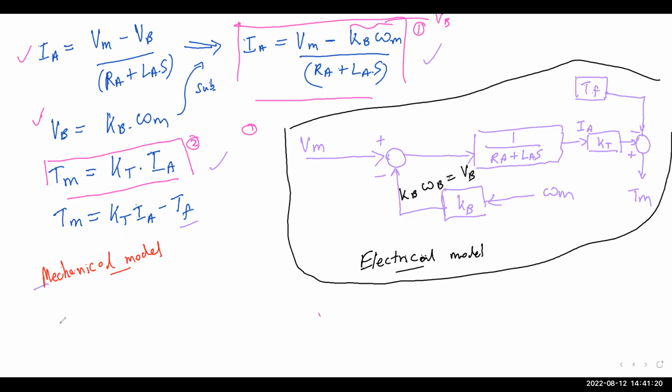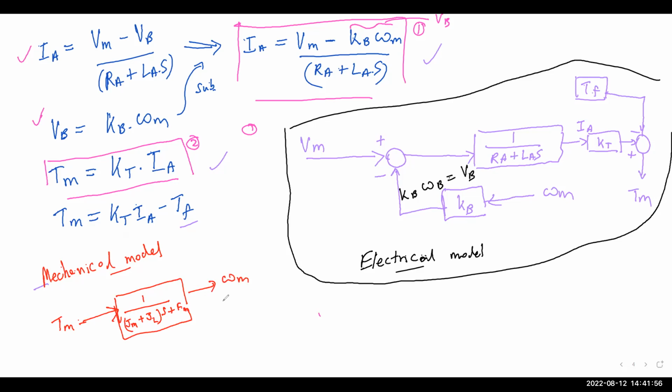So it's going to be Tm equals, also in this case, Q's into 1 over Jm plus JL times S plus Fm. We'll have omega.